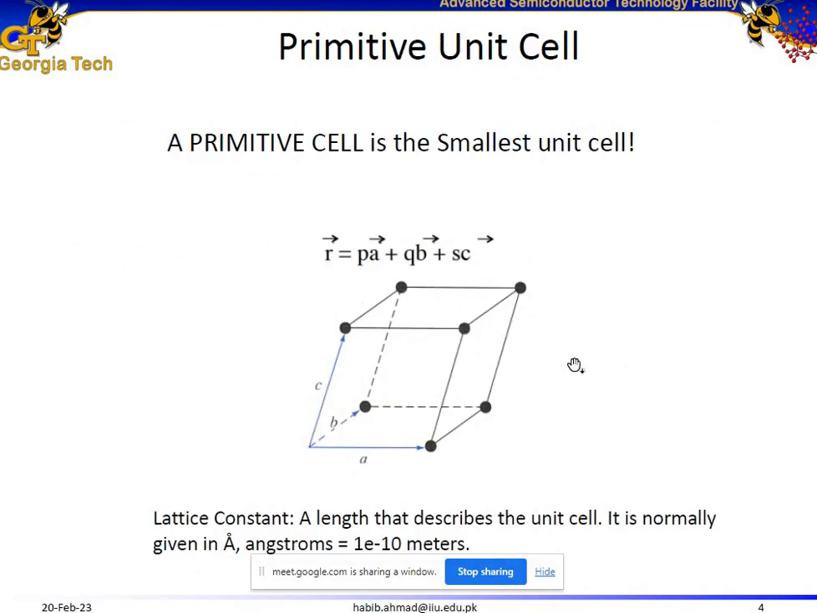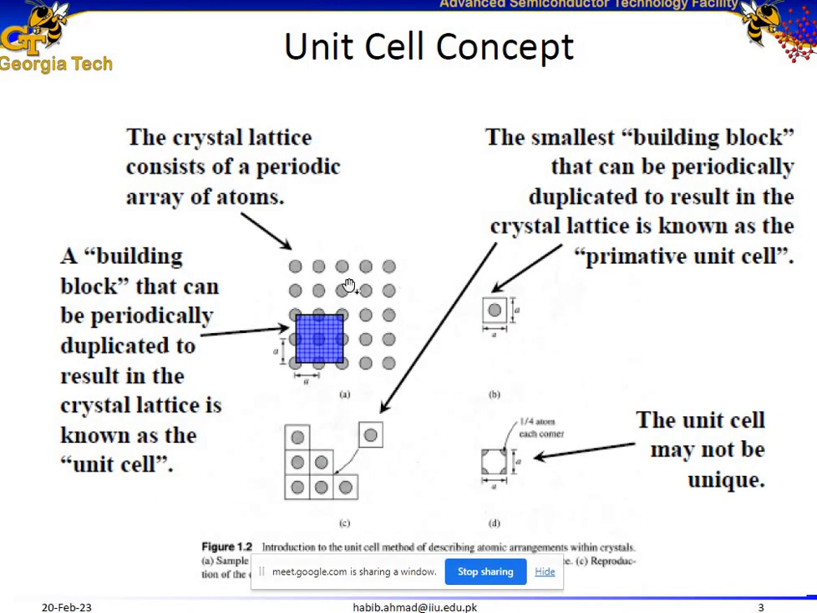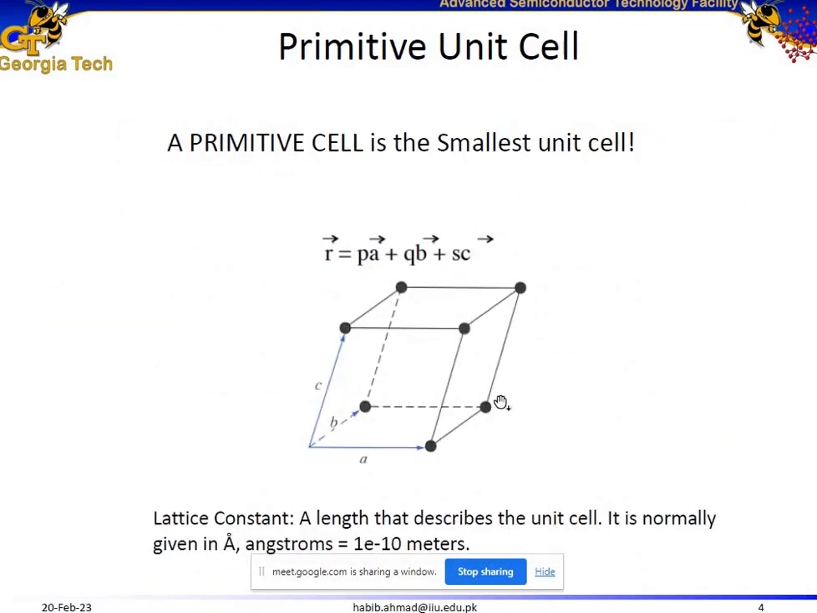Moving on to the next slide, we already talked about the primitive unit cell, which is the smallest unit cell. Now, going back to the previous slide, here we are looking at the 2-dimensional periodic arrangement of atoms, while in the next slide over here, we are looking at the 3-dimensional periodic arrangement of atoms. And here we have the primitive unit cell.